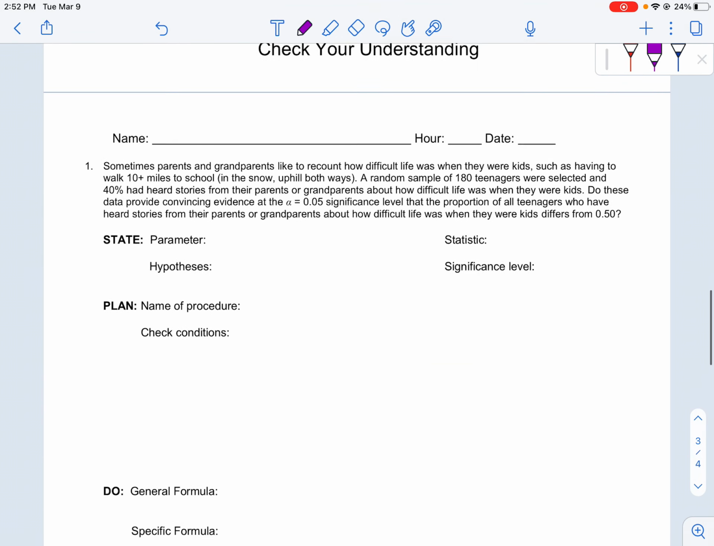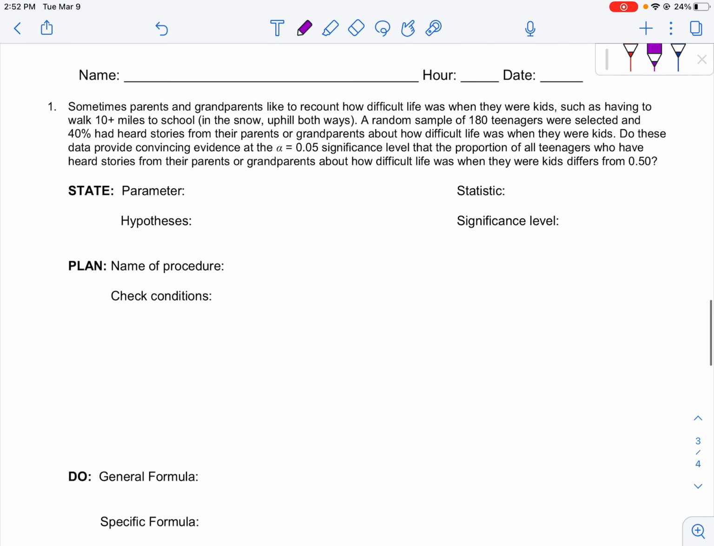Let's have an example. Sometimes parents and grandparents like to recount how difficult life was when they were kids, such as having to walk 10 miles to school in the snow, uphill both ways. You hear your parents say that all the time, right? No, when I was a kid, I don't even have that. I don't even have this, right?